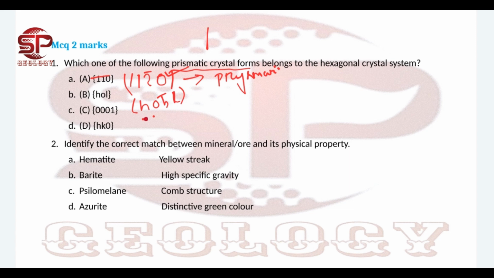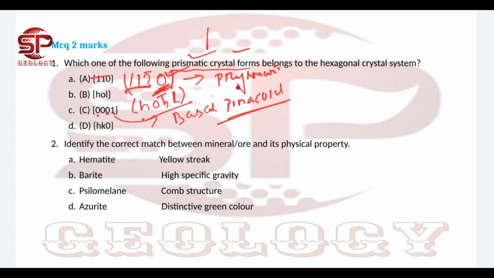h naught h bar l, it is not prismatic. Then naught naught naught 1, it is basal pinacoid. So from this you can say here this place is 0, which is C plane. So C plane is parallel to all faces. When the C axis is parallel to all faces, that will be considered as a prism. So prismatic crystal form belongs to 1, 1, 2 bar naught.